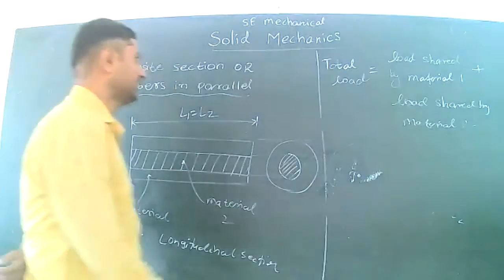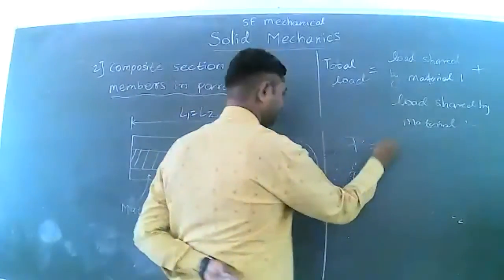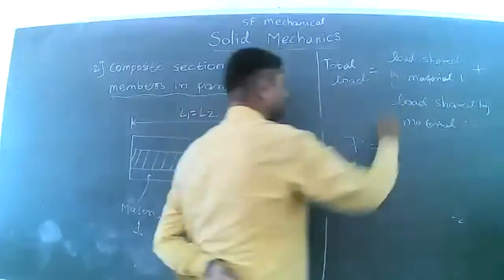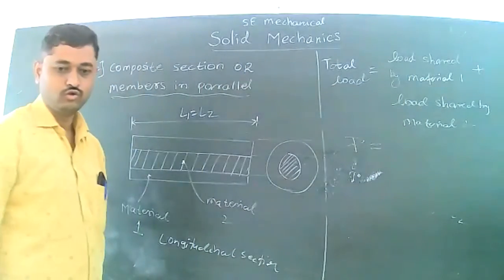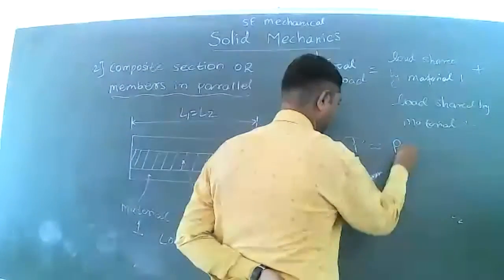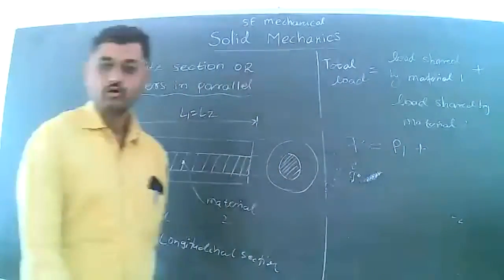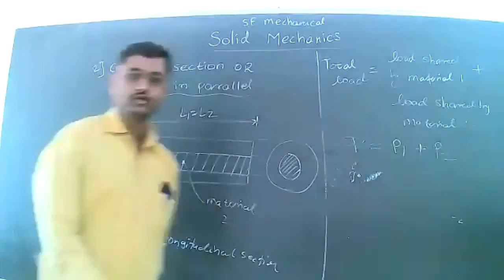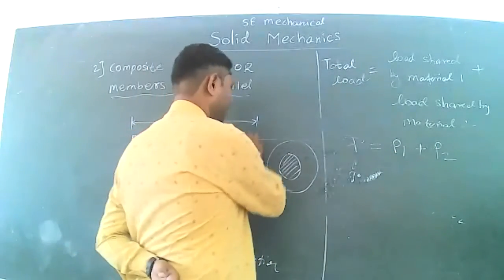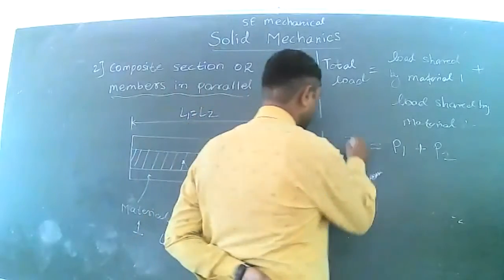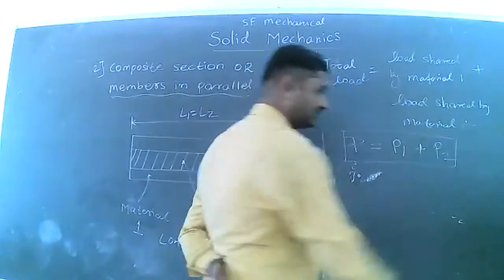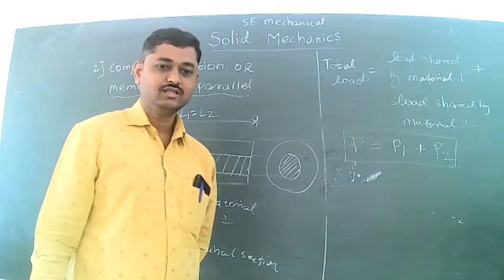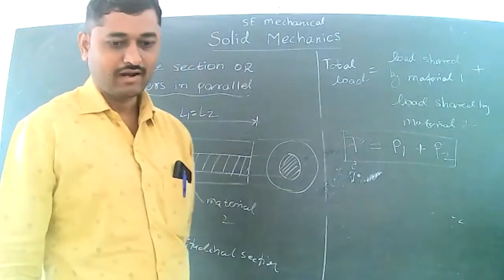Here, for this composite section, the total load applied is P. The load shared by material 1 is P1, and the load shared by material 2 is P2. Total load is P1 plus P2 for a composite section, or for members in parallel.